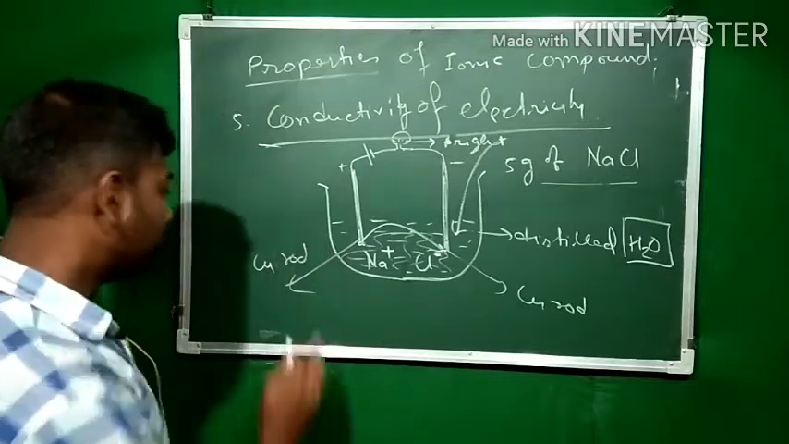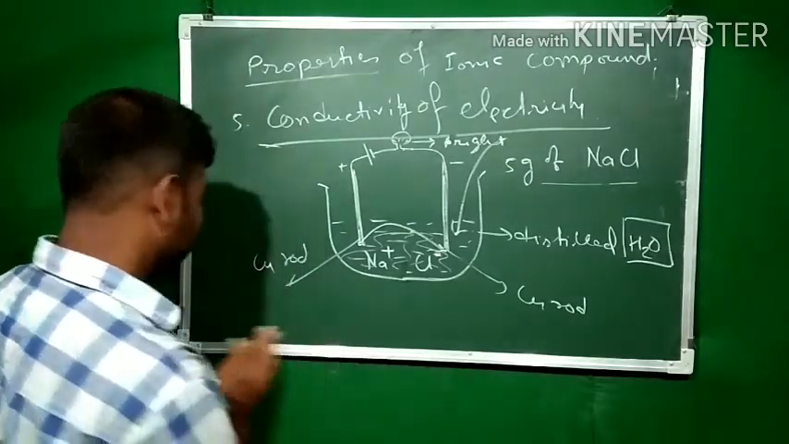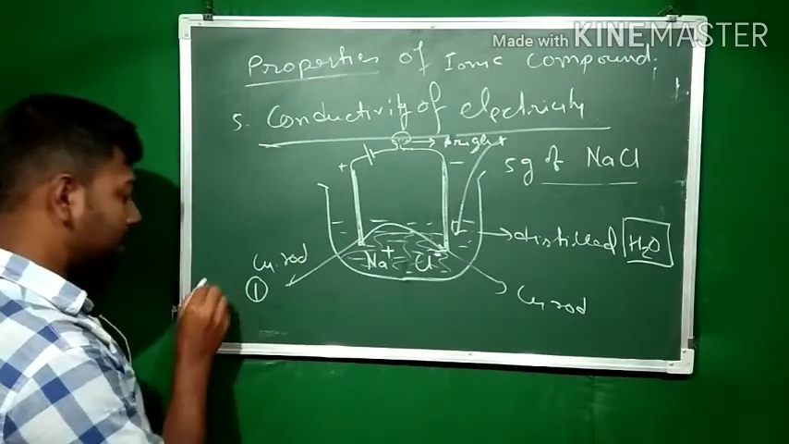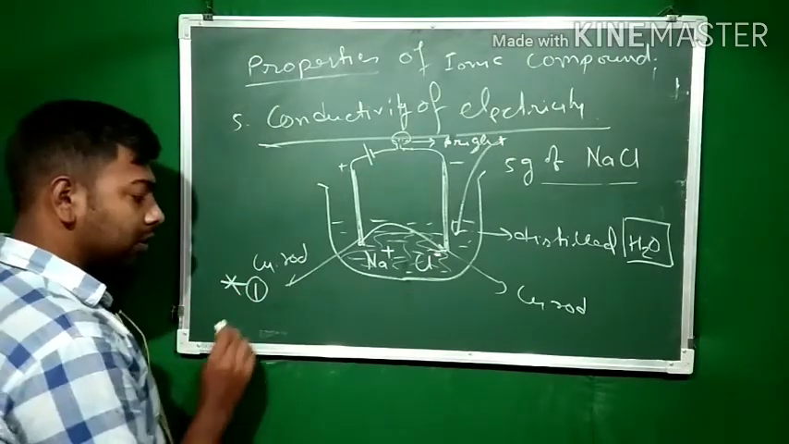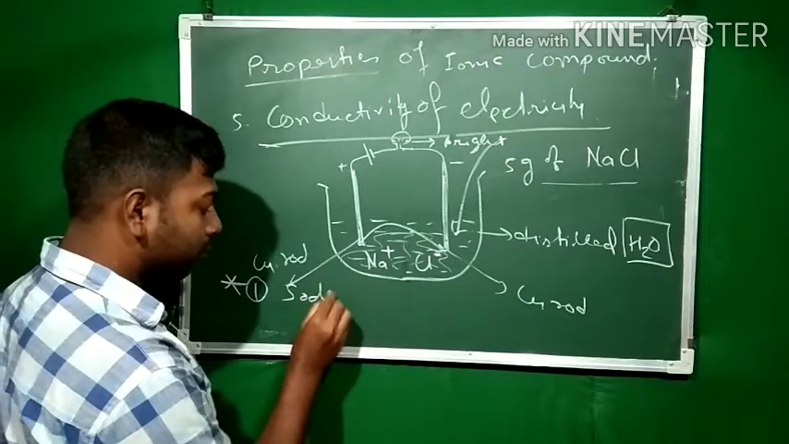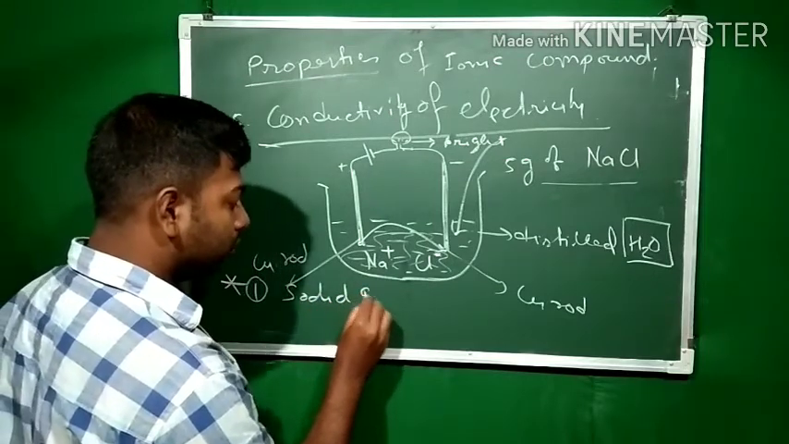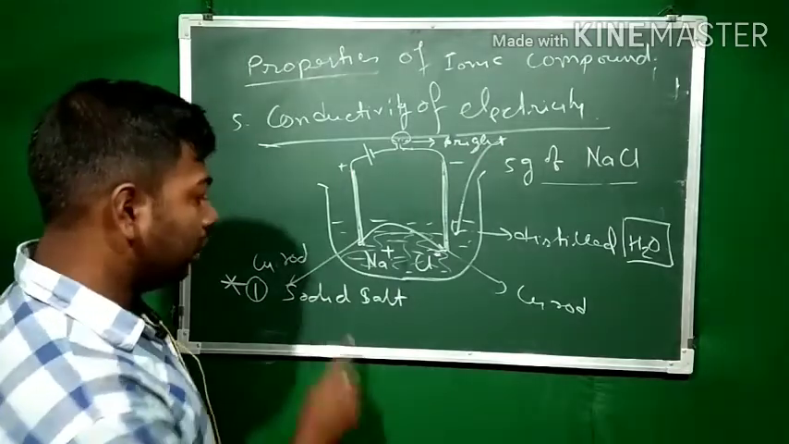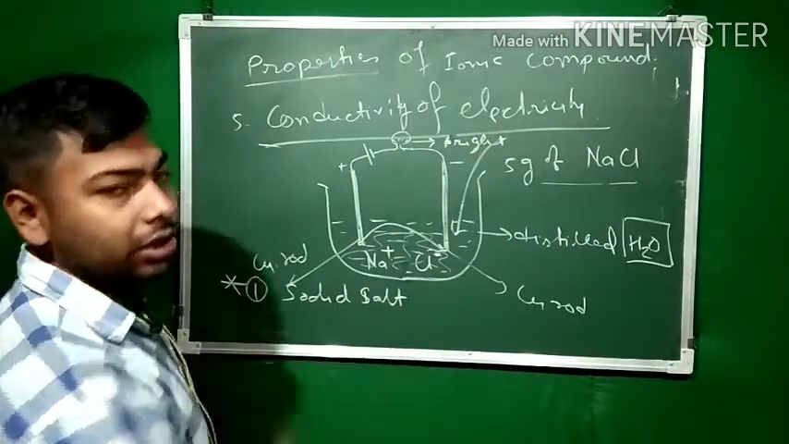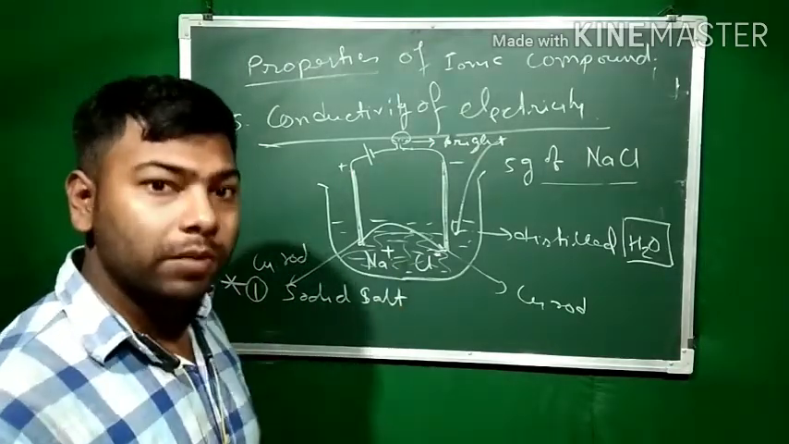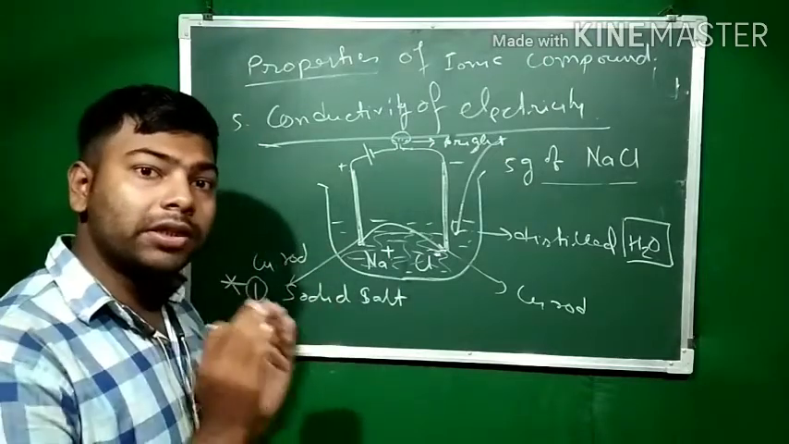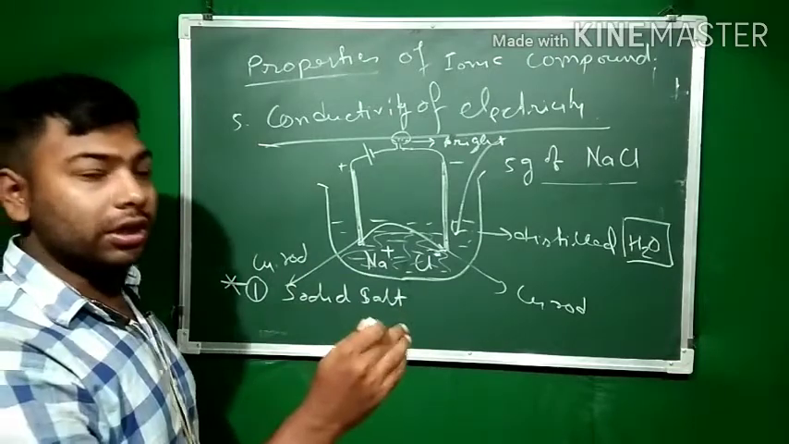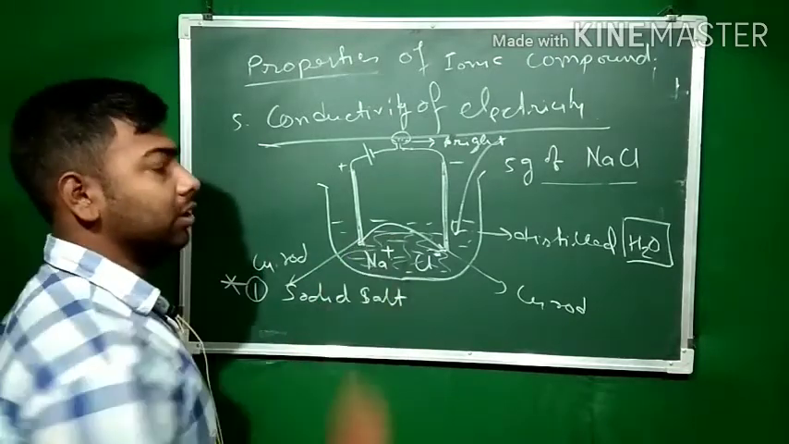But if you take an example, I'm writing a star mark: structure of solid salt. The solid salt will not conduct electricity, because solid salt has a compact structure, and the ions cannot move in the solid, so it does not conduct electricity.